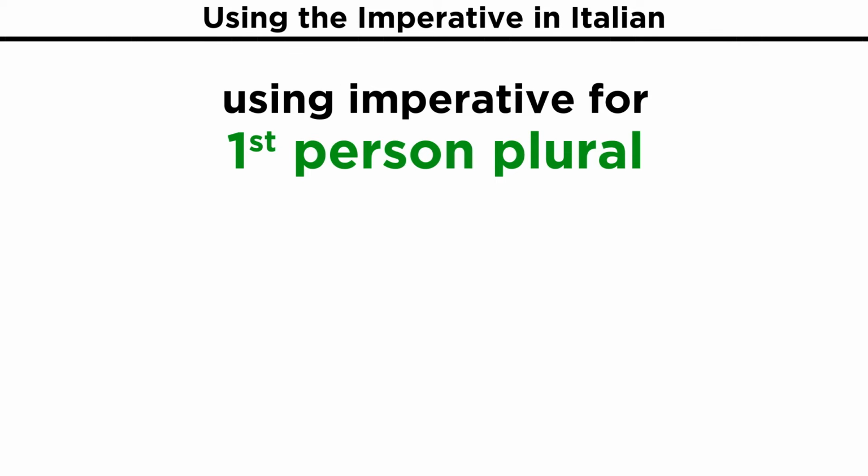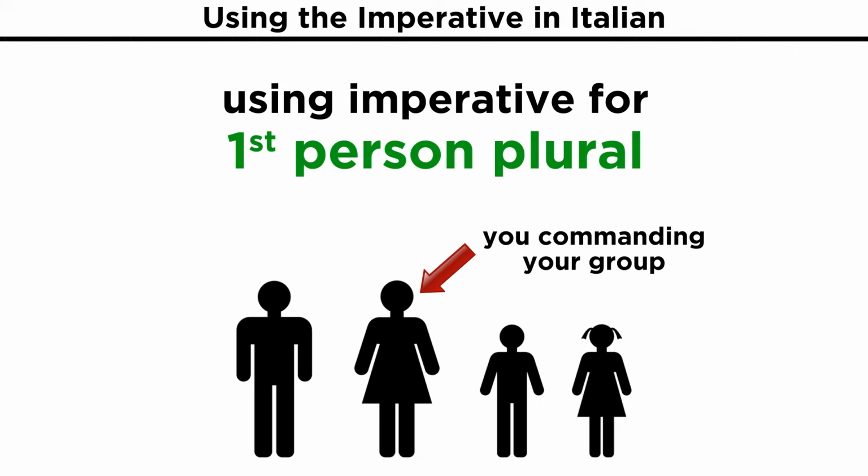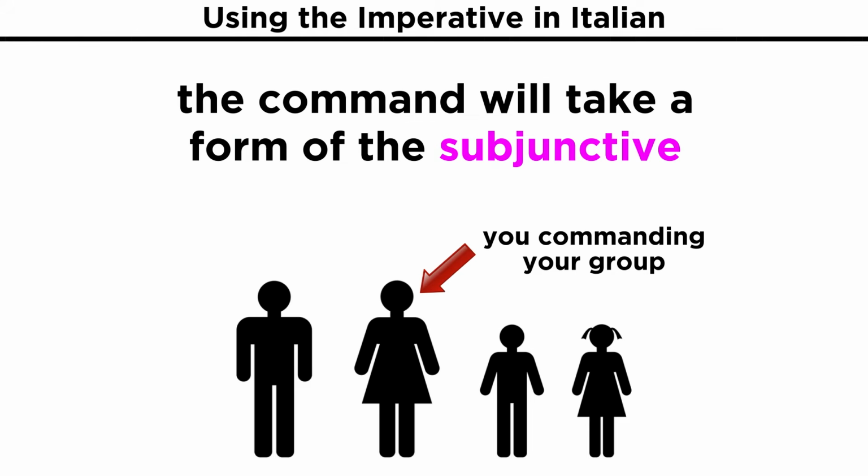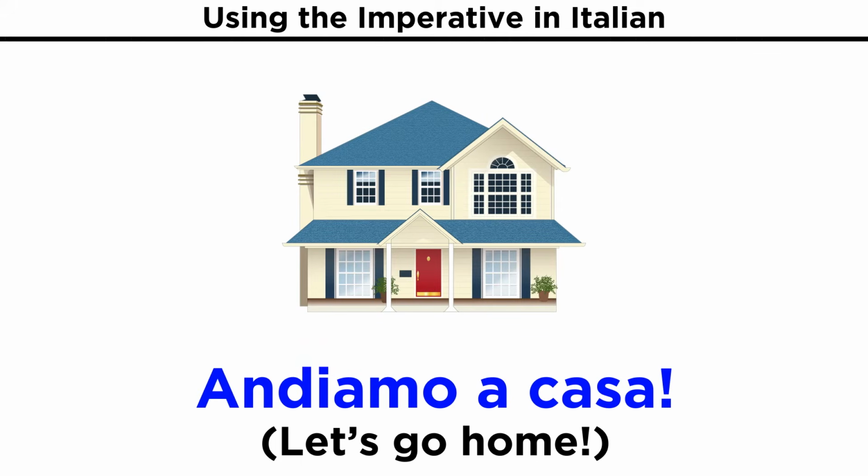There is a context in which you might command using the first person plural, requesting that the group you are a part of perform a certain action. But this is not technically a command, but rather an exhortation. So this will take a form of the subjunctive, just like in Latin. Andiamo a casa. With imperatives, there are a few irregulars that we must memorize, as always.